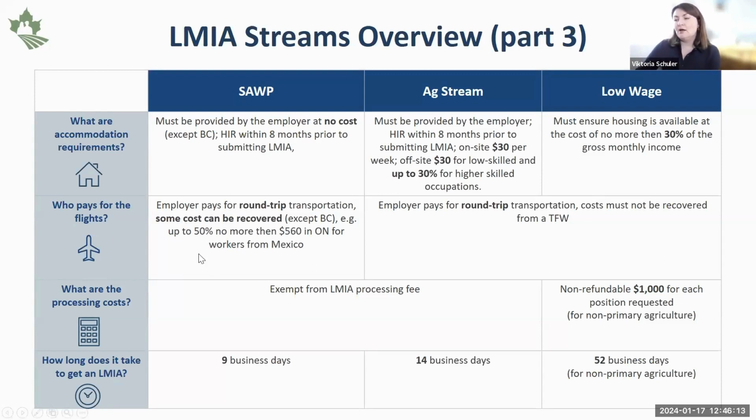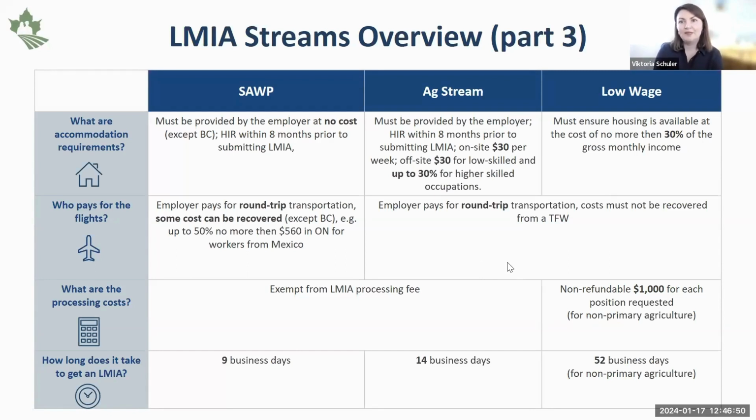For the flight, employers pay round-trip transportation. Some cost can be recovered for the seasonal agricultural worker program, for example, no more than $560 for workers from Mexico in the province of Ontario. And for Extreme and low wage, the employer must pay a round-trip transportation cost, and the cost cannot be recovered from the wages. And you need to pay for the return cost as well. And we have had this question asked in the past: if the employment is terminated and the worker is going home, you have to pay for their flight as well.